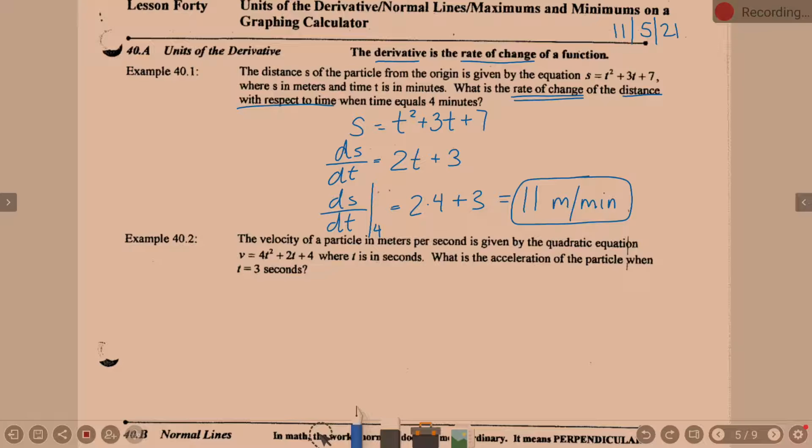What is this in your physics world? Meters per minute, going one direction. Lock that in your brain: velocity. This is kind of a precursor of events to come. This is velocity. They gave us a distance. How did we find the velocity? We took the derivative. So the first derivative in calculus is equal to the velocity.